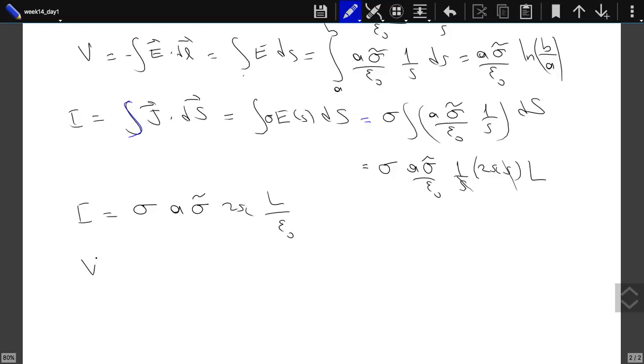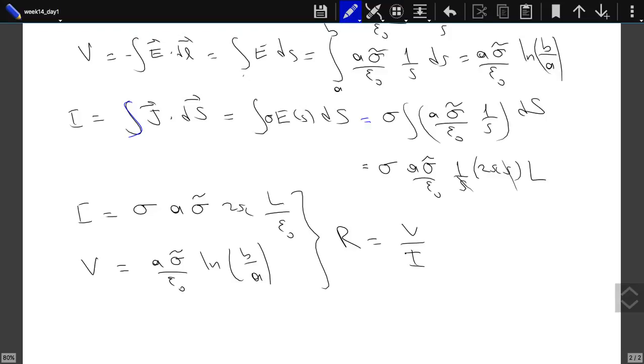Well, I also know that V is equal to A times sigma tilde over epsilon 0 times the logarithm of B over A. Resistance is just V over I. So I know the potential difference. I know the current running through my system. Now I can determine the resistance of my system.